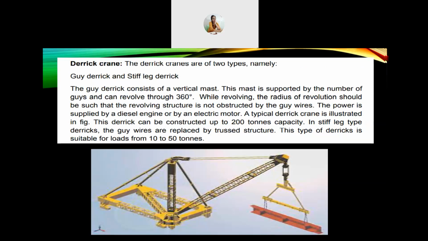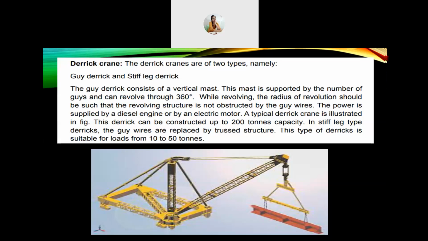Next, derrick crane. The derrick cranes are of two types, namely guy derrick and stiff leg derrick. The guy derrick consists of a vertical mast. This mast is supported by the number of guys and can revolve around 360 degrees. While revolving, the radius of revolution should be such that the revolving structure is not obstructed by the guy wires. The power is supplied by a diesel engine or by an electric motor.